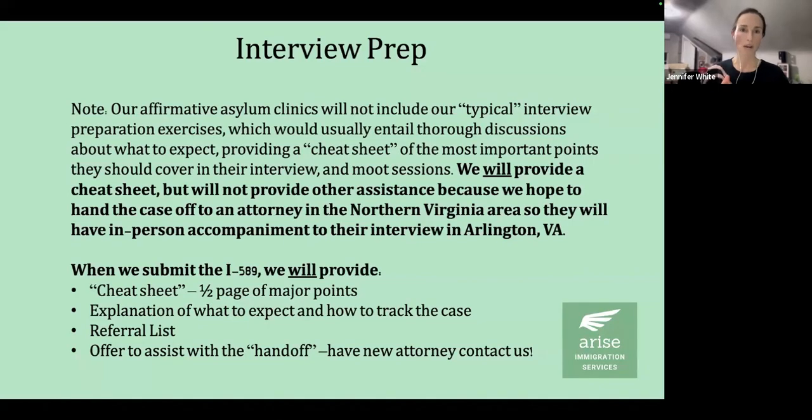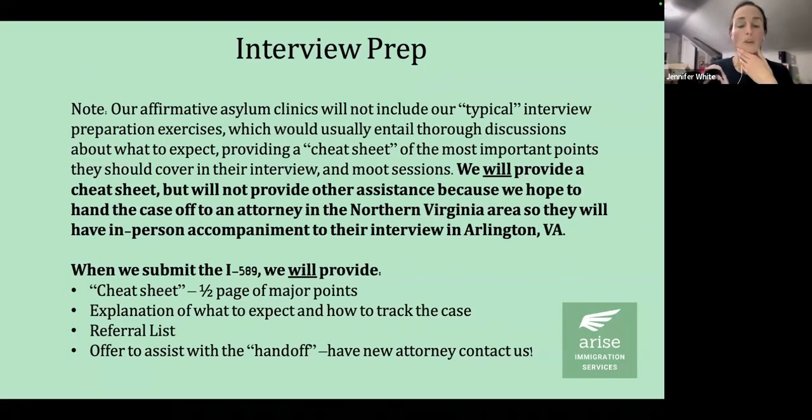So because of all those barriers, we're in a position where now we're doing limited representation because it's just so unworkable. So the way we're going to do it for these clinics that I mentioned is we'll do a high quality filing, explain everything to the client, and we've created a referral list of trusted lawyers down in the Northern Virginia area that can provide representation at the interview. It's likely our clients are going to have to pay for that, which is a bummer, but all of our work is pro bono. So that's how we're trying to achieve a smooth handoff.